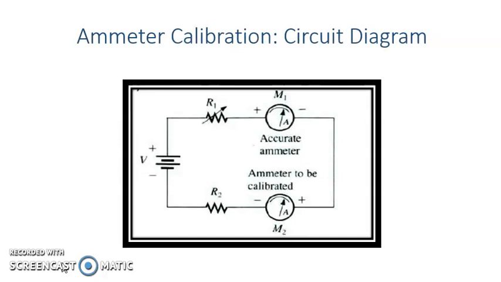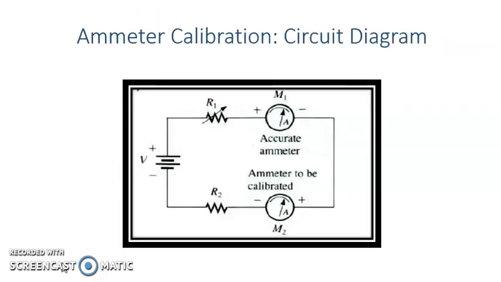So this is the circuit diagram for ammeter calibration. You can see that there are two meters that have been connected. One is represented as accurate ammeter and the other one is ammeter to be calibrated as M2. The resistors R1 and R2 are merely for varying the voltages or for limiting the value of current. V is the DC voltage source.